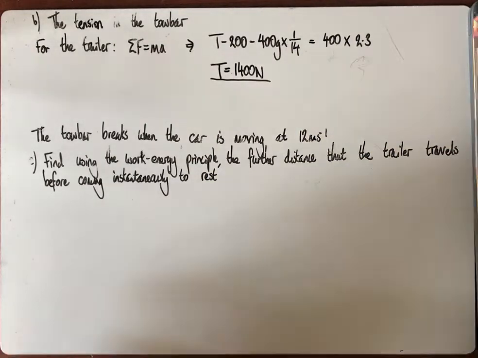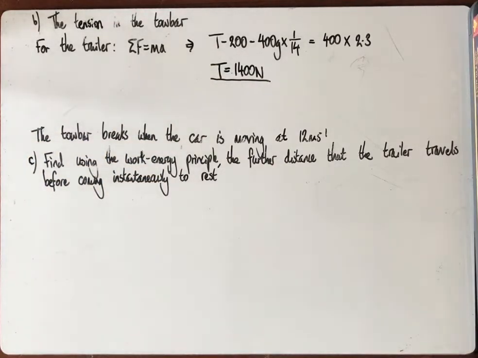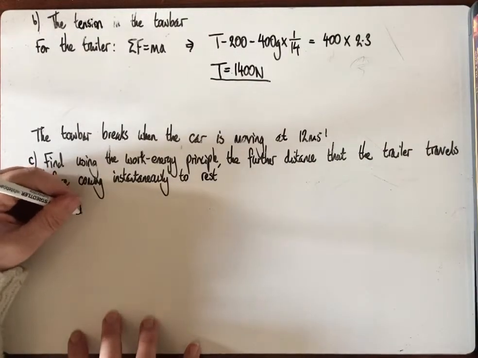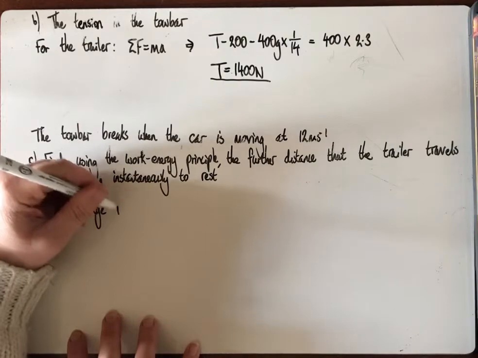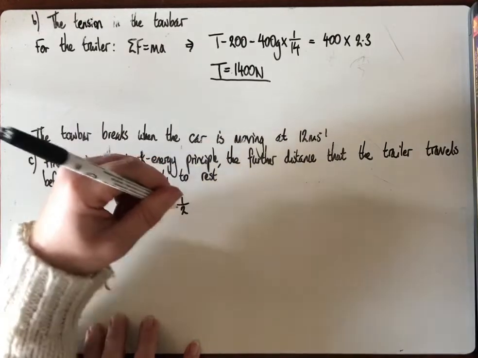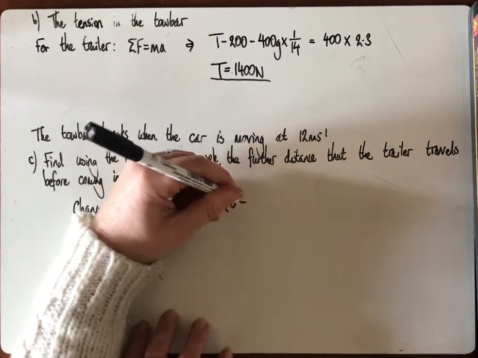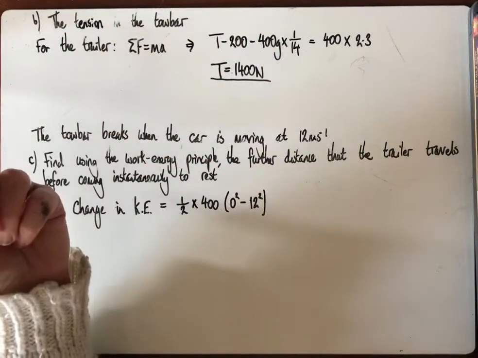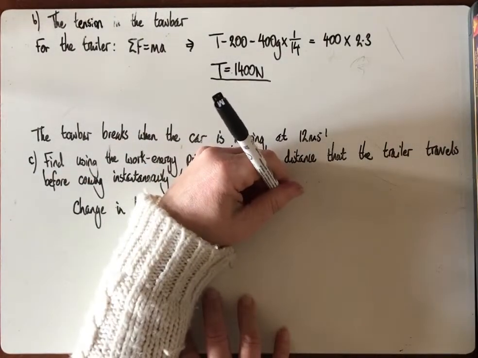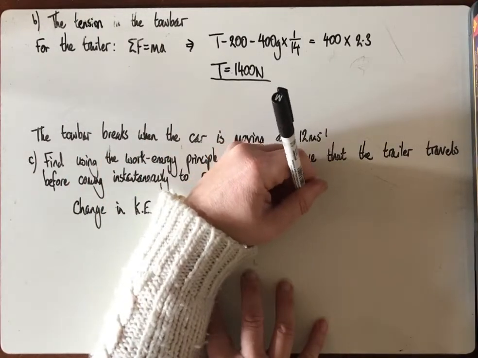And then the last bit, the tow bar breaks when the car is moving at 12 meters per second. Find, using the work energy principle, the further distance that the trailer travels before coming instantaneously to rest. So we need to think about the change in kinetic energy. And the change in kinetic energy, whether it's positive or negative, will be a half m, so half times 400, and then it's the final velocity squared minus the initial velocity squared. And the sign of that will come out correctly. So that comes out as minus 28,800 joules.